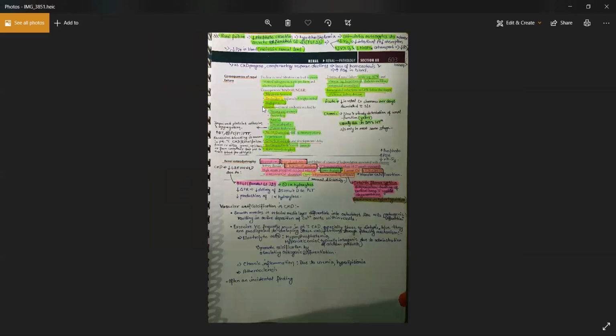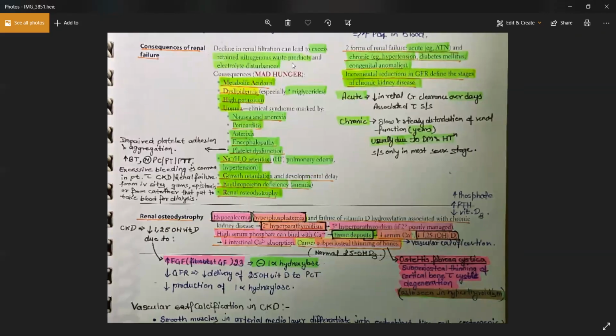Now comes the consequences of the renal failure. We have already discussed every one of them. I told you, you have the electrolyte balance in the kidney. You have the osmolarity balance in the kidney. Water balance in the kidney is also there. Acid-base balance is also there. Other functions like vitamin D and erythropoietin are the minor functions of the kidney.